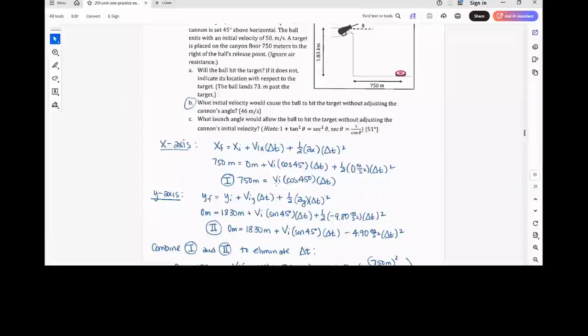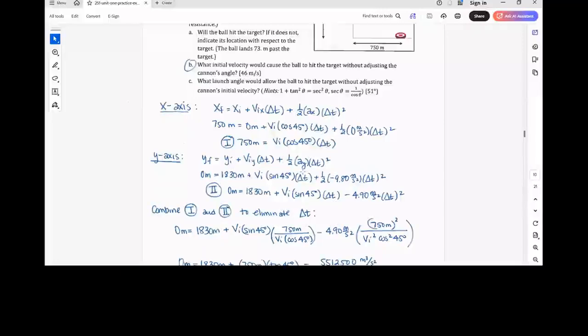I'm trying to figure out the right initial velocity that would cause the ball to hit the target, but I need to know how long the ball is in the air. So let's call that equation Roman numeral 1. I'm going to write a kinematic equation for position in the y direction, where just like before, I need to treat that acceleration as a negative, just as a consequence of a decision we made further up on our coordinate system. The initial vertical position is 1,830 meters.